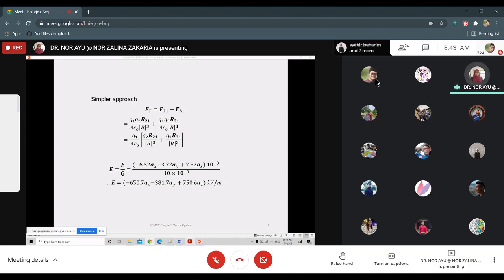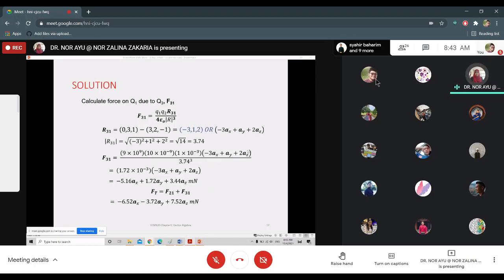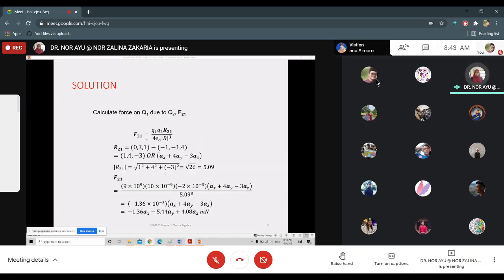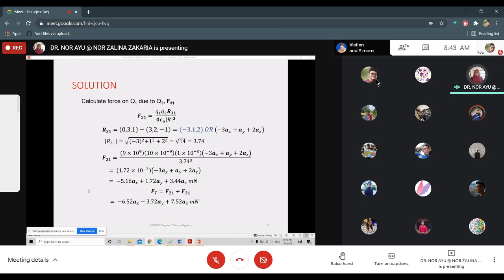Okay, so this is the simpler approach, and the other one is where you do it one by one. So this is F31 and this is F21. Find it one by one and then find the total of it. All right, so this is the value of F total in millinewton.